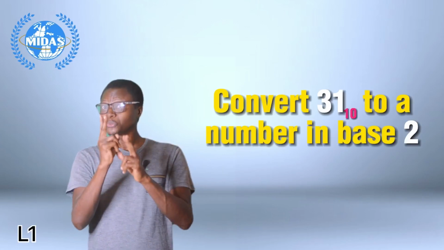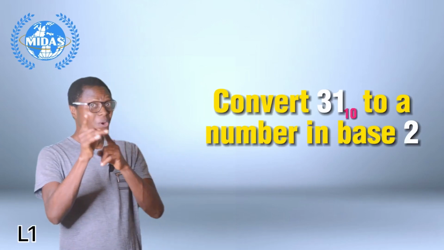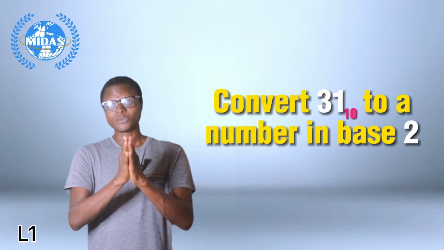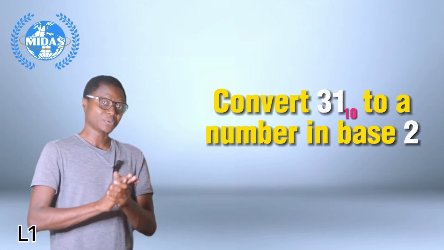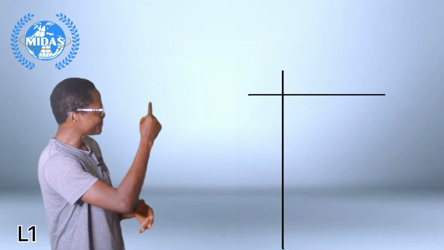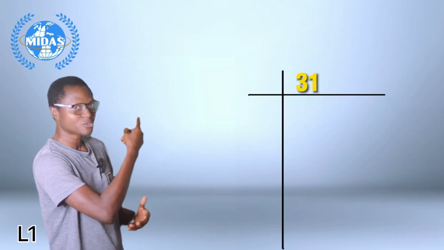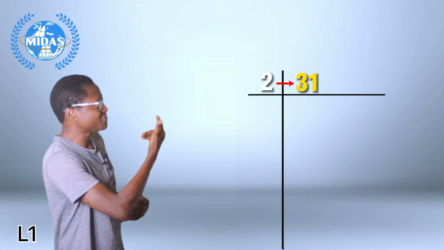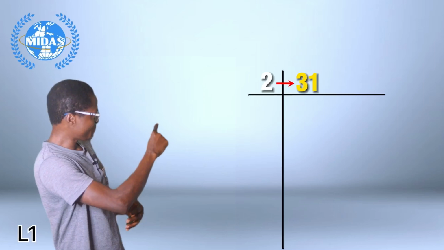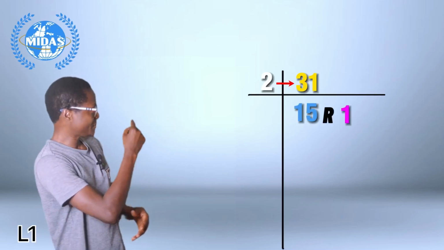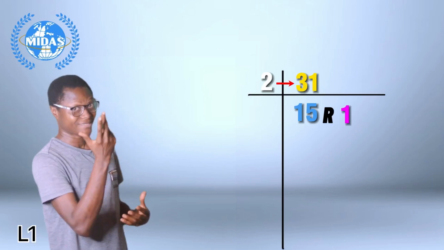Think about it, base 2. Meaning just 2 digits, the 0 and 1, binary. So you have to convert 31 to a number in base 2. So how do we convert 31? Same thing, we'll put our 31, and we'll put our 2. 2 into 31, how many times? Actually, 2 times 15 will give us 30. So we'll put 15 remaining 1, because it is 31. Are you seeing it now?